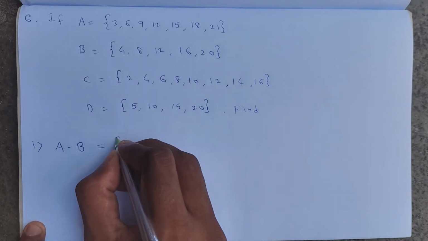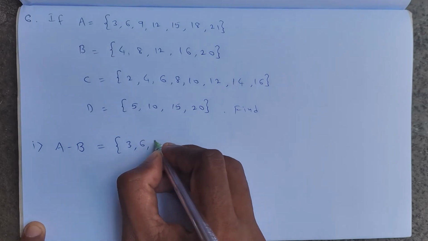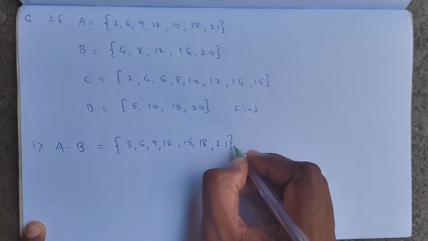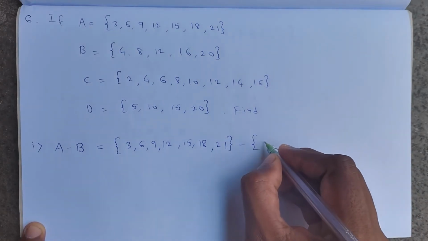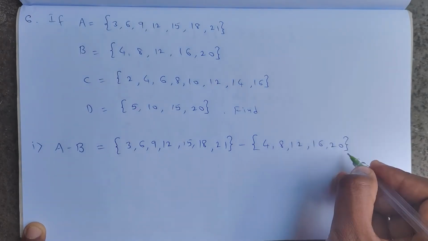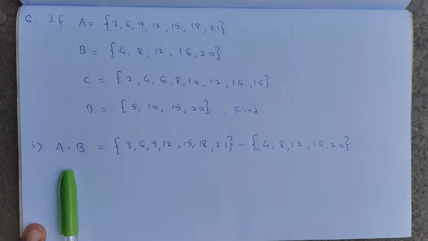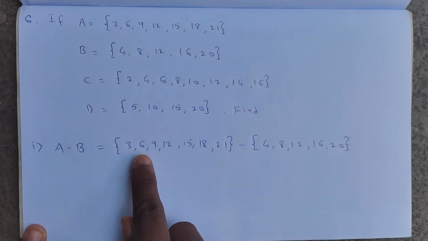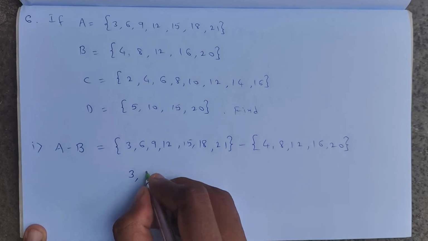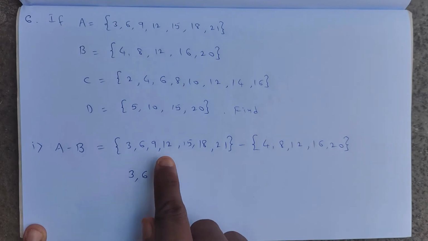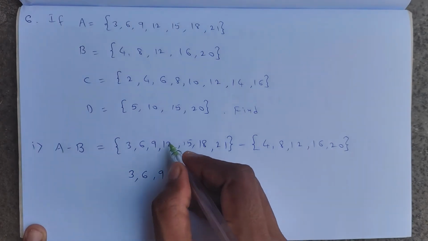First, if I read the set A, that is 3, 6, 9, 12, 15, 18, 21, minus set B, 4, 8, 12, 16, 20. A minus B is nothing but from the set A we need to remove the elements which are there in set B. Here 3 is there, here 3 is not there, so write that 3. Next, here 6 is there, here 6 is not there, so write that 6 also. Here 9 is there, here 9 is not there, so write that 9 also. Here the number 12 is there, here also 12 is there, so remove that 12.